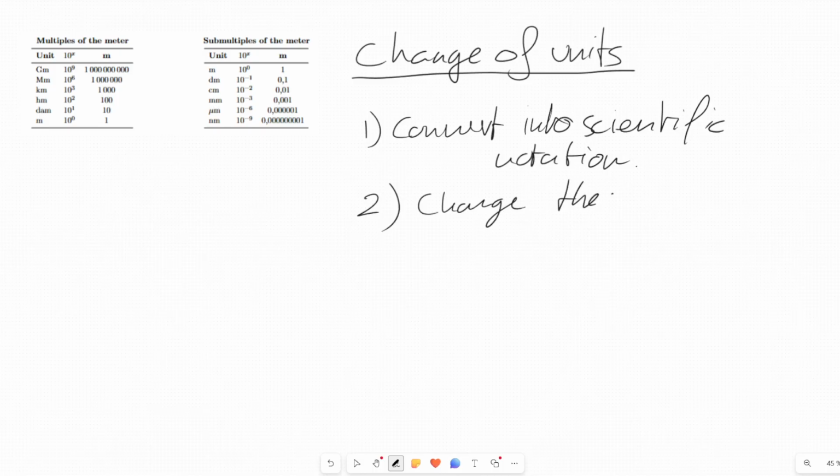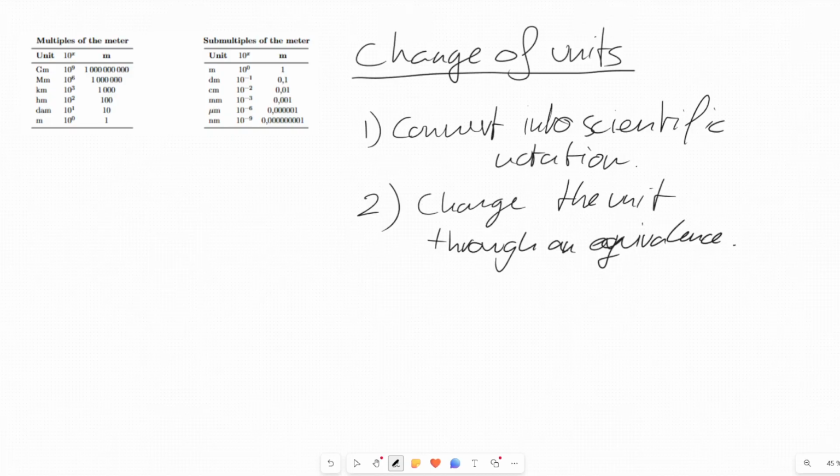How are we going to change the unit? Well, we're going to change the unit through an equivalence. Okay, what's this? Let's see these first few steps with an example, okay?